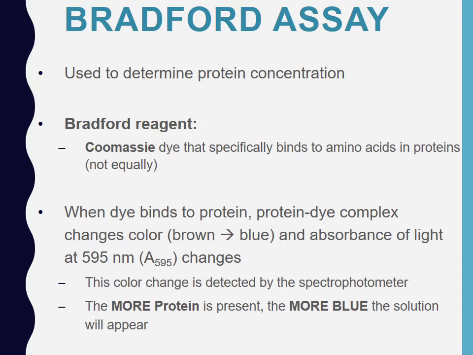When the dye binds to our protein, it forms a complex. And this complex will change color. So the Bradford reagent on its own in the bottle is a kind of drab brown color. But when it forms a complex with our protein, it changes color to blue. That color change, that shift from brown to blue, alters how much light is absorbed by our particular sample. And we can measure changes in light absorbance using a spectrophotometer.